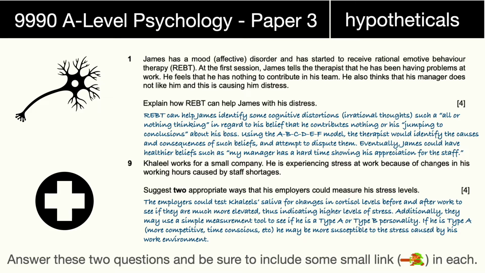And the same thing is true with Khalil below. We're contextualizing our knowledge in his particular situation at work, okay? So not general. If you just go general, usually you're going to get only half credit. So link, link, link when it is necessary. This is very similar to last year when we did paper 2. There were lots of hypothetical situations on paper 2, so you could just transfer those skills over to paper 3.